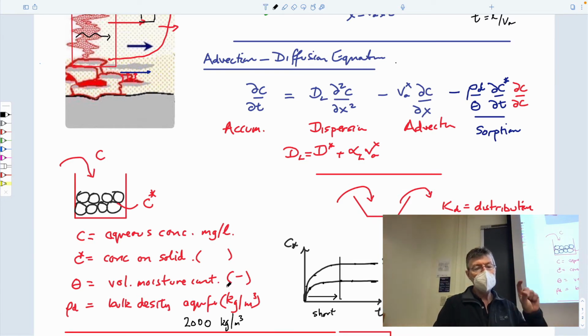And so porosity, you'll remember, is the volume of the voids. The volumetric moisture content is equal to the porosity when it's fully saturated, and it's equal to 0 when there's no water in it. And so the upper bound on this has to be the porosity. So this would range between 0 to 30%. Something like that.